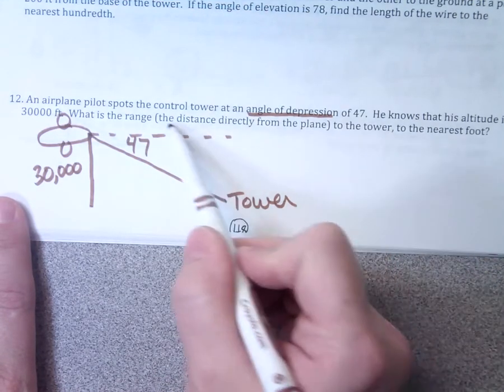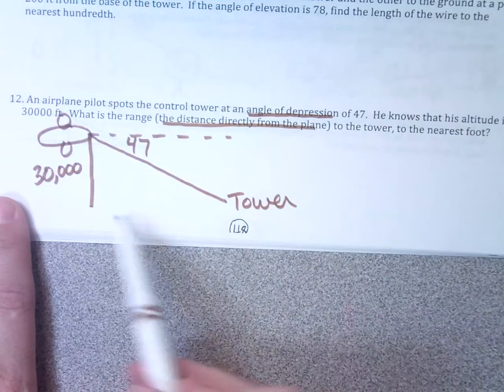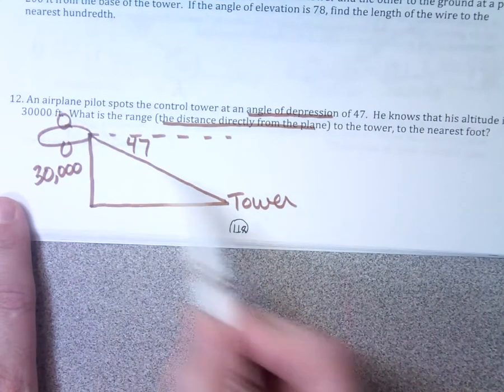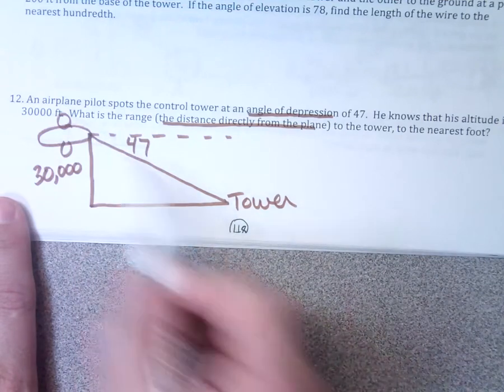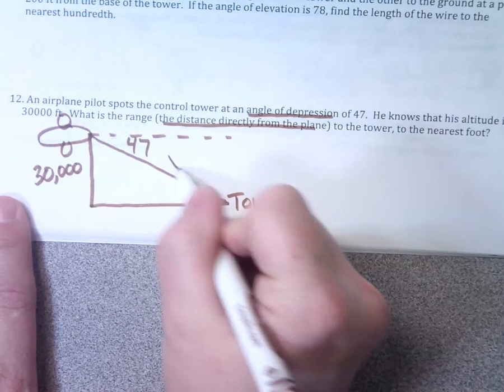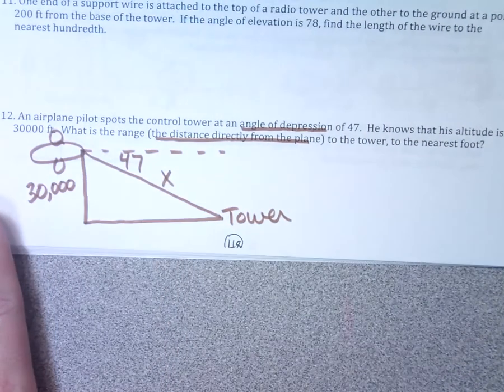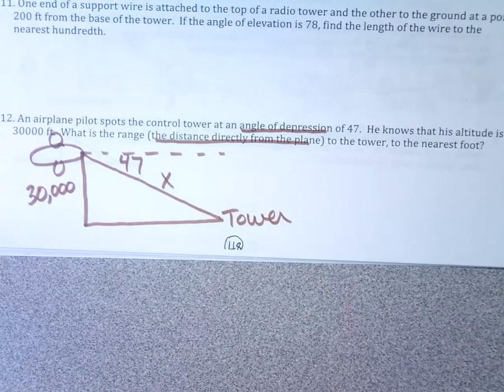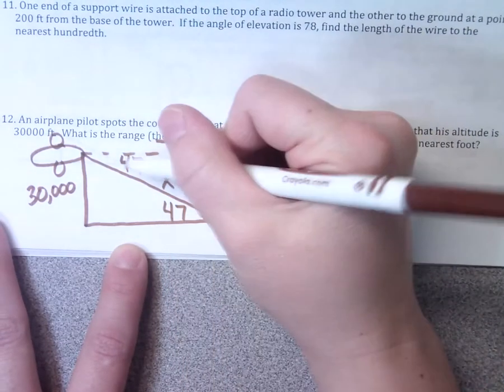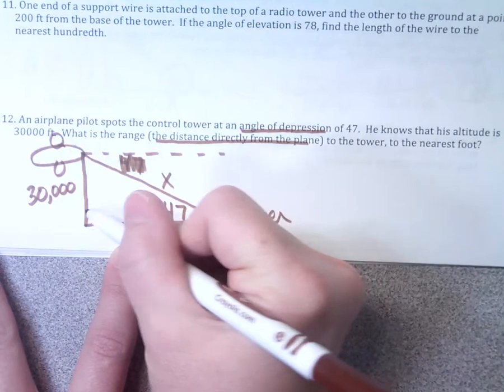So if I want to know the distance directly from the plane to the tower, am I looking for this bottom piece or am I looking for this piece? This piece, since it says the distance directly from the plane to the tower. So my x is going to go right there. And if this is 47 degrees, I know this is 47 degrees because these are alternate interior angles. So I'm going to put my 47 right there in that triangle, and now I'm just going to scribble out that other 47. I don't need it anymore.